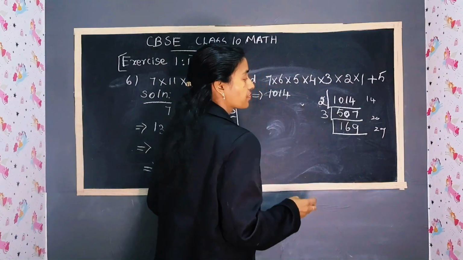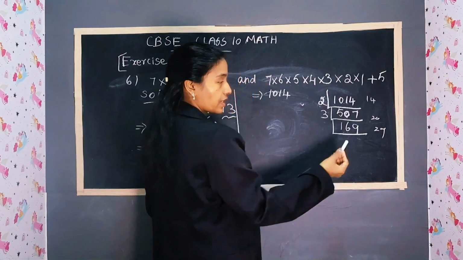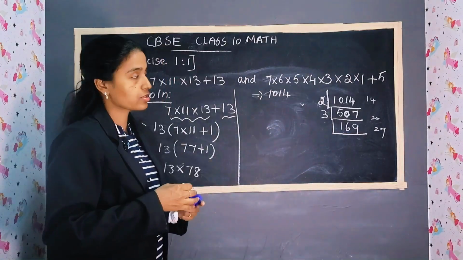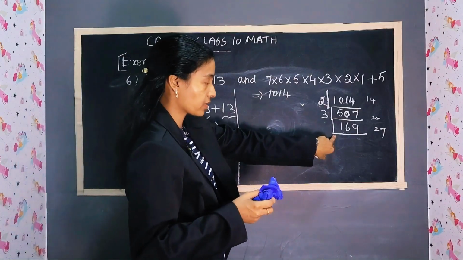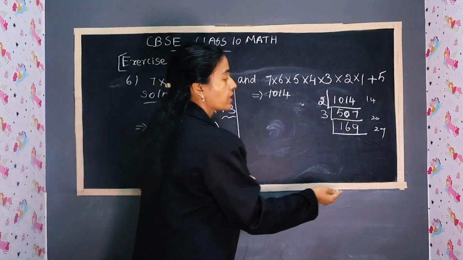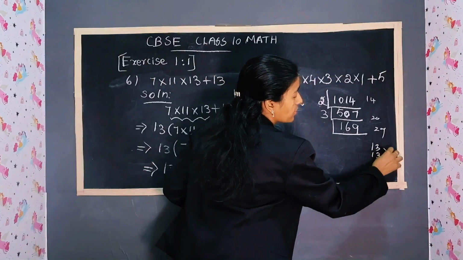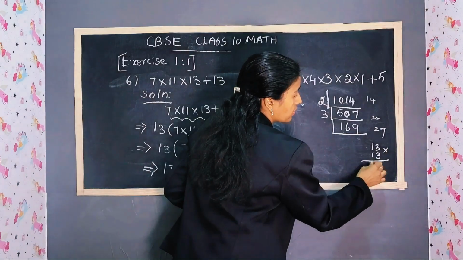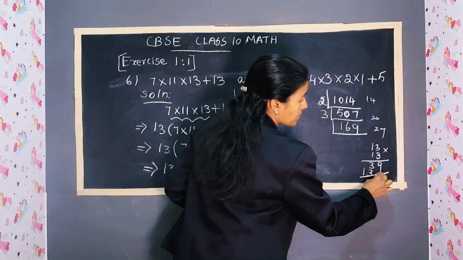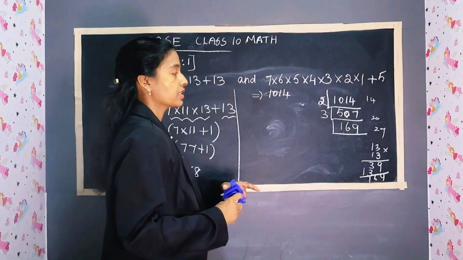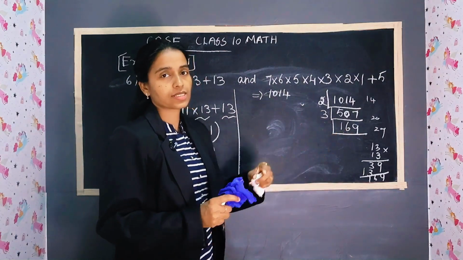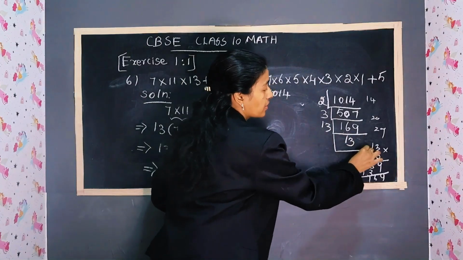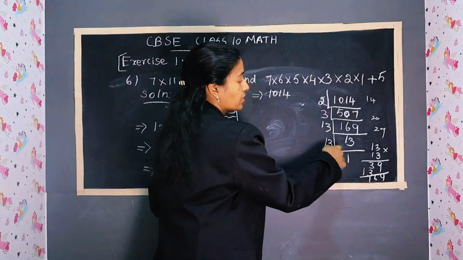Now, if I am taking 3, I cannot divide this 169 by 3 completely. 4 also I cannot. 5 also I cannot. So I can take only 13. 13 into 13 would be 169. 3 3s are 9. 1 3 is 3. 1 3 is 3. 1 1 is 1. 9 6 1. So I can take 13. Here also 13. 13 into 13, 169. And now I am taking 13 outside. 1 13 is 13.